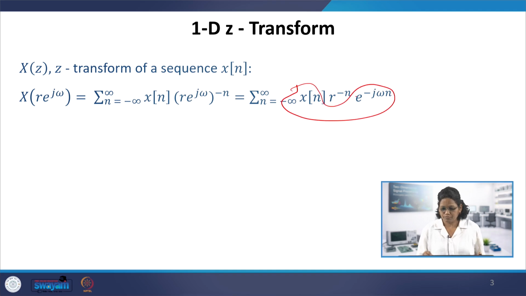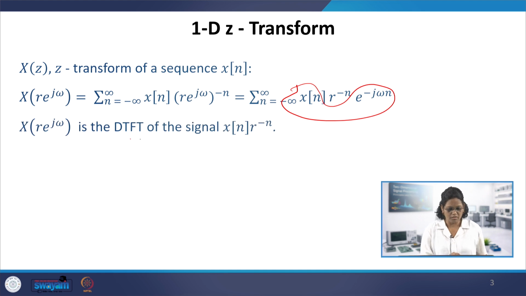So this is the DTFT of the sequence x of n, where this x of n is multiplied with r power minus n. We can say X of r e power j omega is the DTFT of the sequence x of n r power minus n. If r is 1, that is straight away the DTFT. So we can say that the Z transform is a generalized version of the Fourier transform.